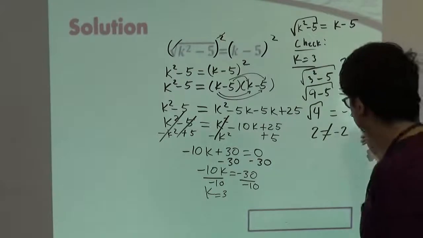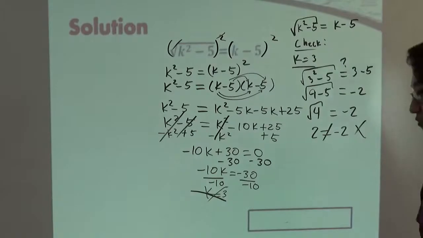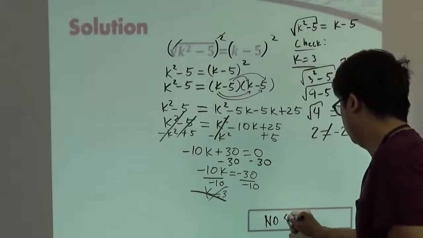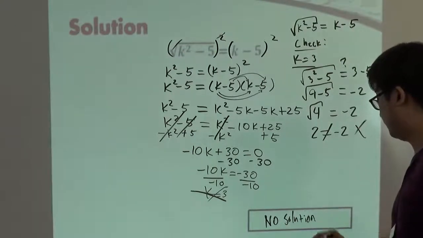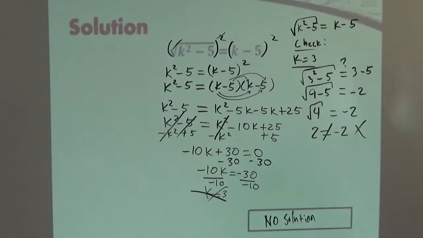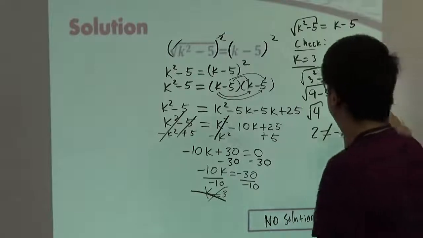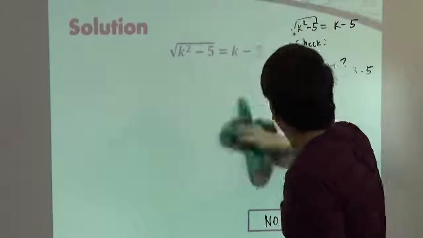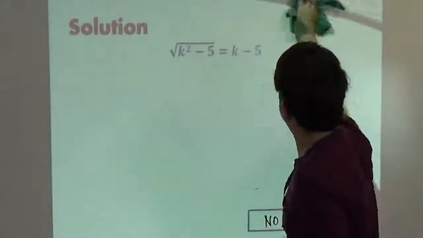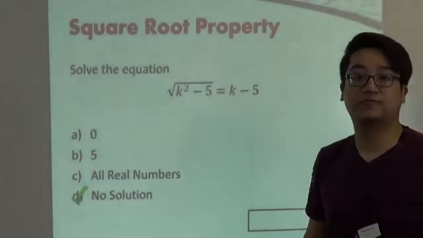So in this case, because this is false, our only answer doesn't work. So because our only answer doesn't work, there should be no solution. Right? So our answer is just no solution. There is no k value that will make this expression true. So let's check. And no solution. Right? So that's it for this session.